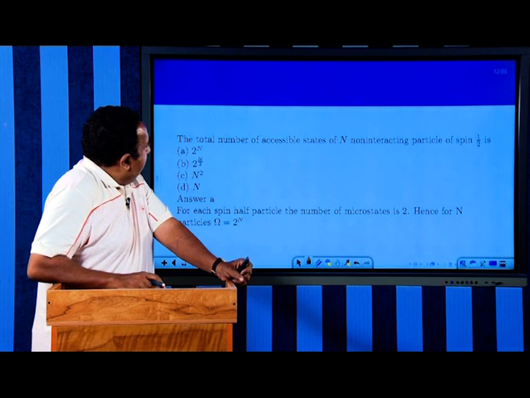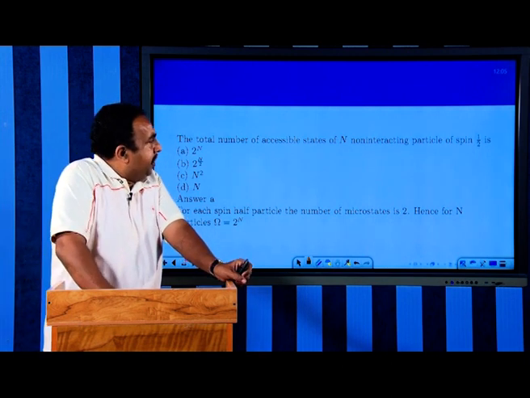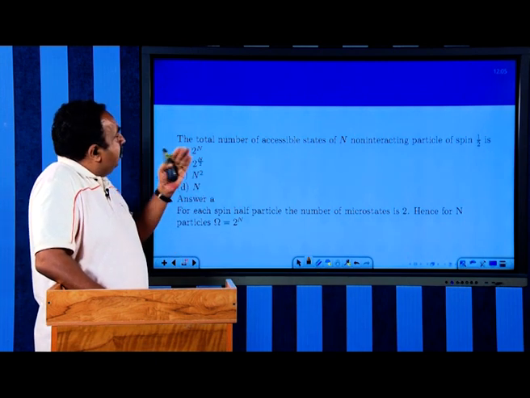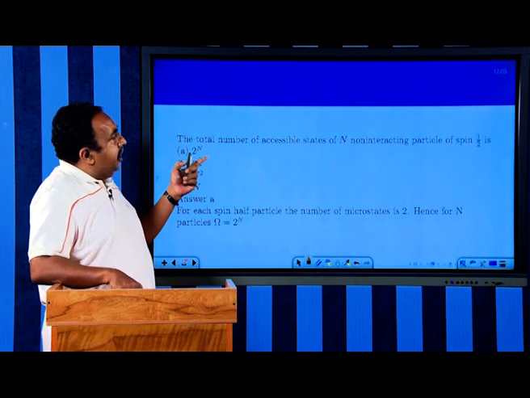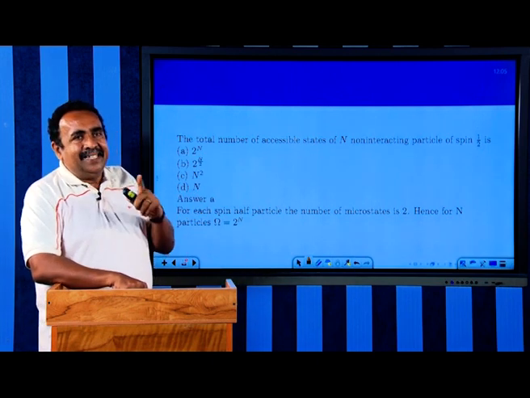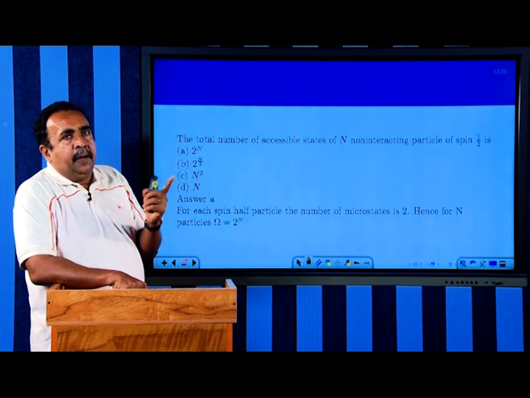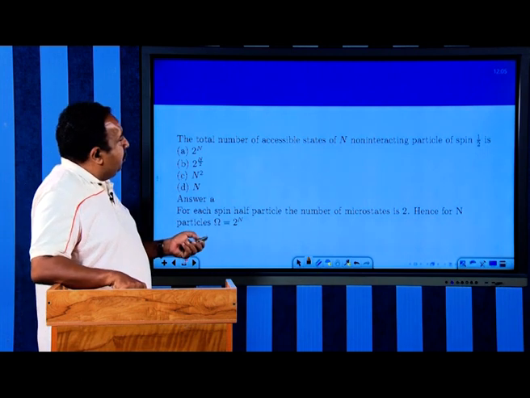The second one: the total number of accessible states of n non-interacting particles of spin half is? How many accessible states are possible? This has been worked out earlier. Omega is given by 2s plus 1, s is half, therefore 2 into half plus 1 is equal to 2. For n particles, it will be equal to 2 raised to n. Therefore, the choice is A, which is 2 raised to n.